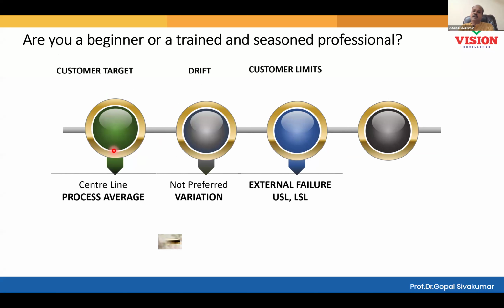Every single landing point, if it is moving away from the center, is an indication of a problem. The driver is slowly losing his control. So variation is unpreferred. And then customer tolerances are known as USL and LSL. Any output falling outside the USL, LSL is a case of external failure.